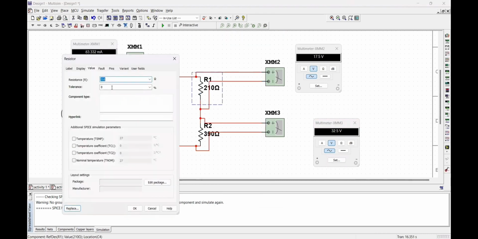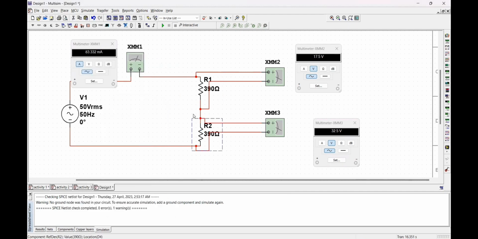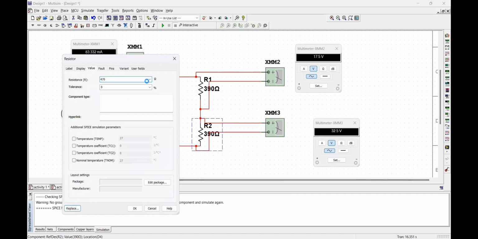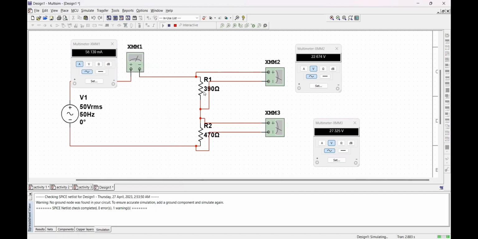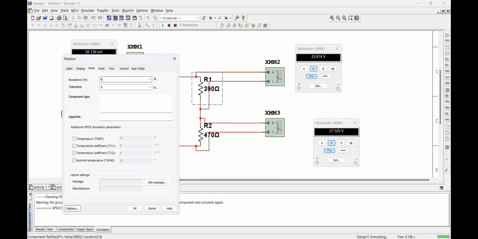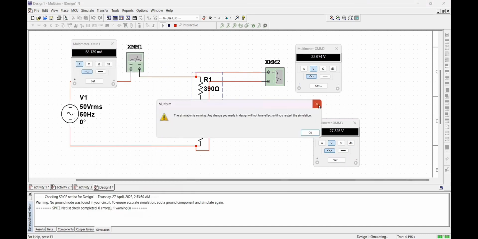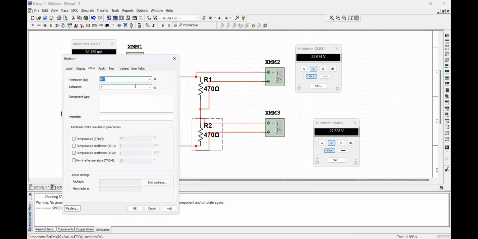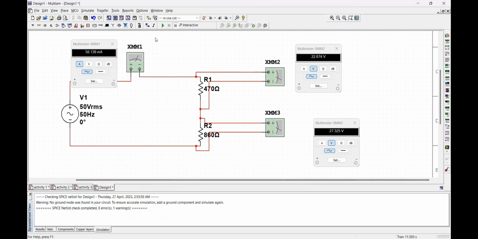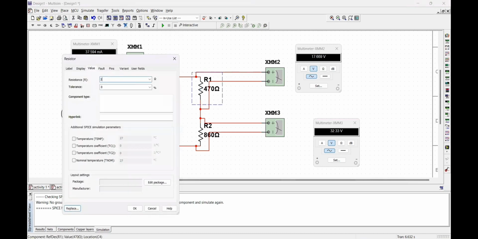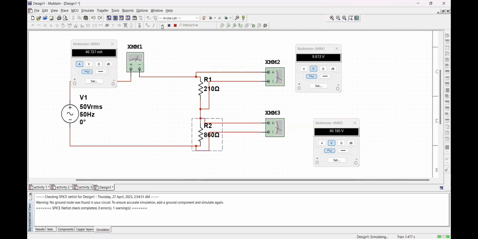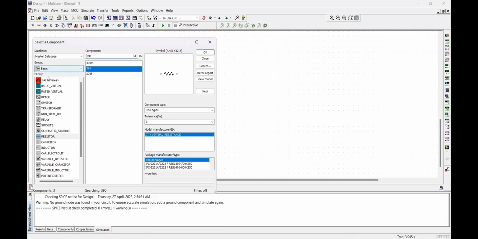Then we choose the second resistor, which is 180, and the second one is 470. And then we go to the third one, which is 890 and 470, and we get the answer. And the last one is 210 and 890, and we also get the value. And then we go to the third activity.